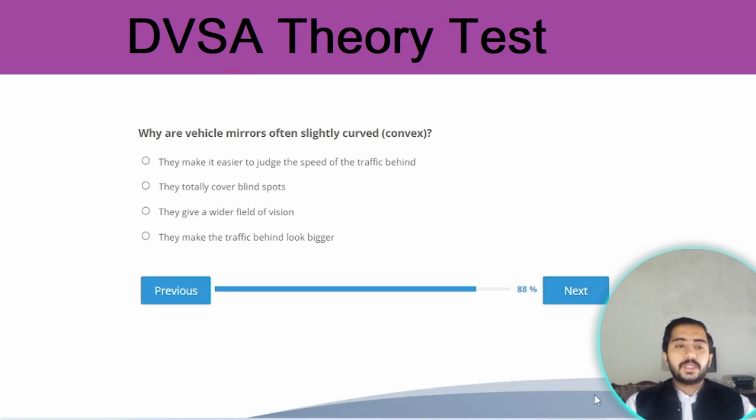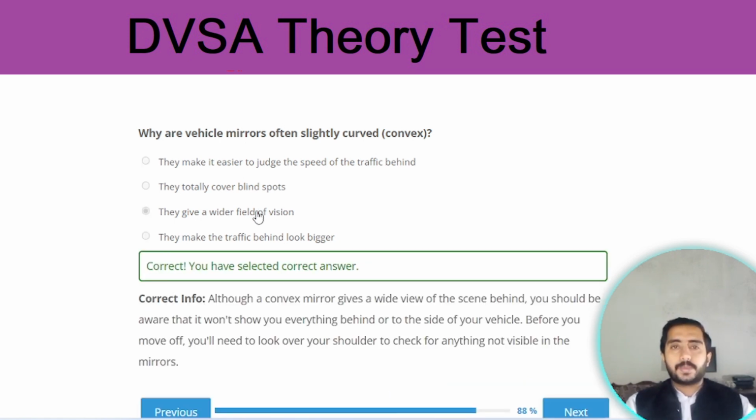And our next question is, why are vehicle mirrors often slightly curved? Vehicle mirrors are curved because they give a wider field of vision. Option C is the correct option.